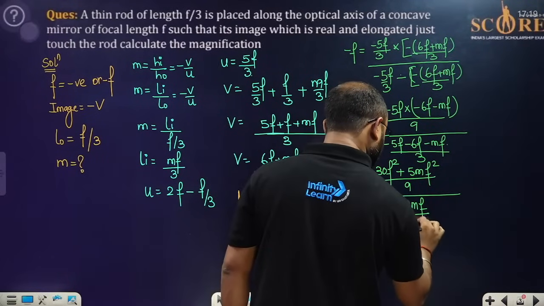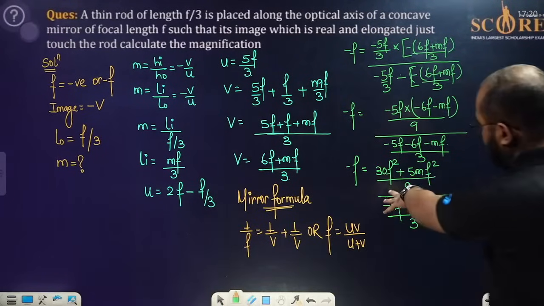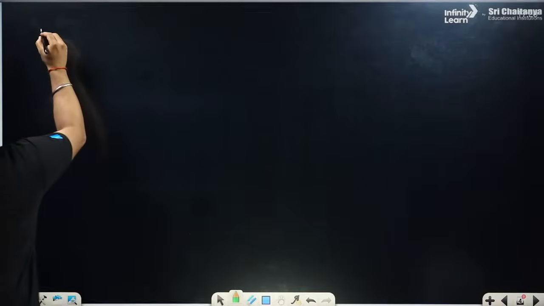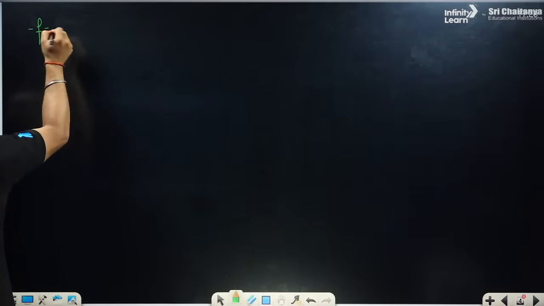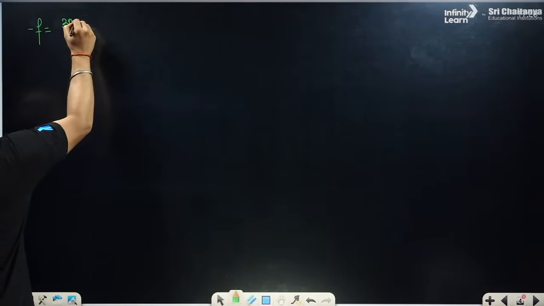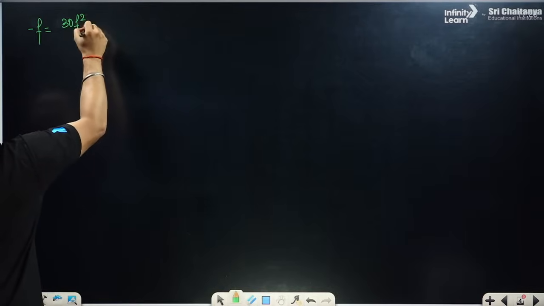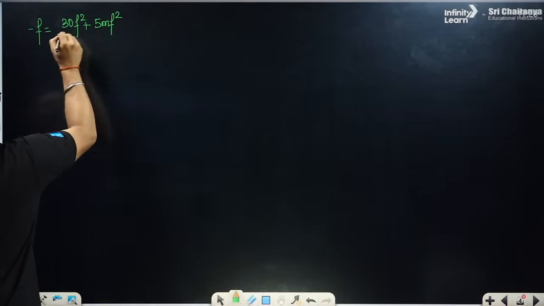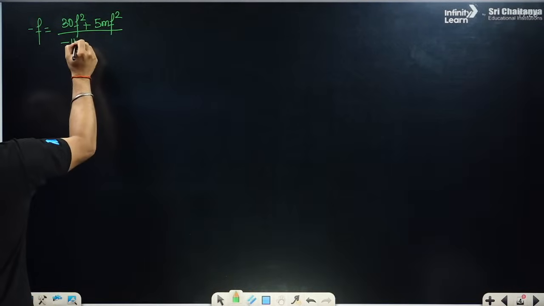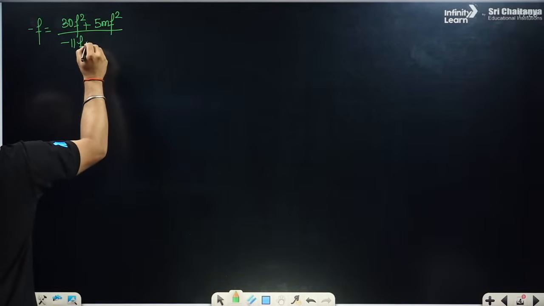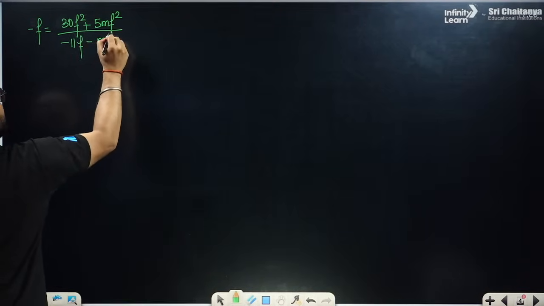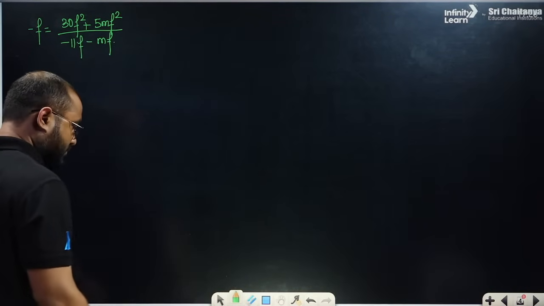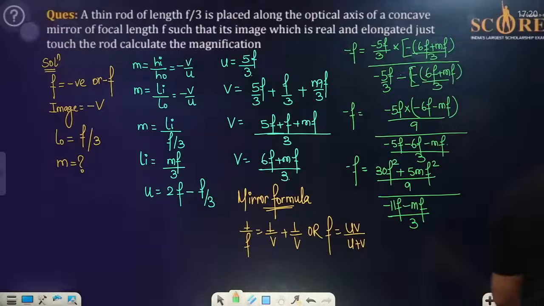If you try to solve this, we will be taking this particular value, and I do not have space obviously, so we will be taking minus f will be equal to (30f square plus 5mf square) divided by (minus 11f minus mf), I believe, by 3.